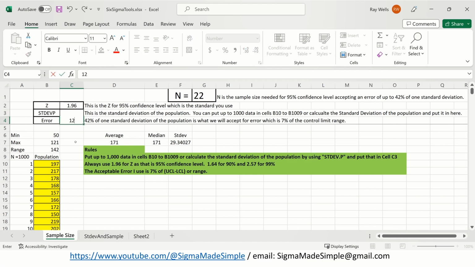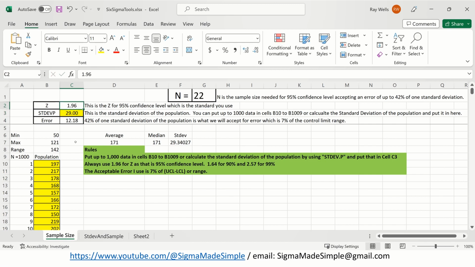Let's just make this a solid error. Let's change the error. And then, of course, if you're changing your standard deviation, you're changing the proportions, so they're going to change. So that's just something interesting I thought you might like to see, is how that kind of changes.